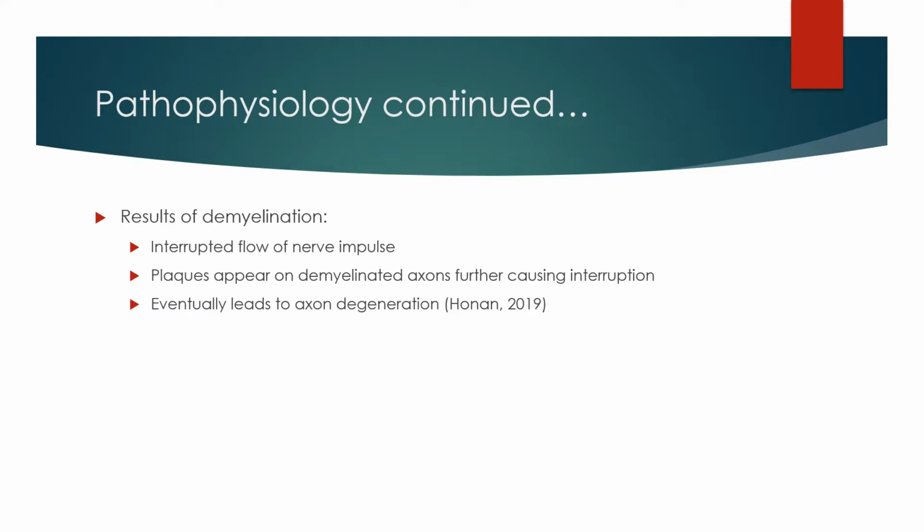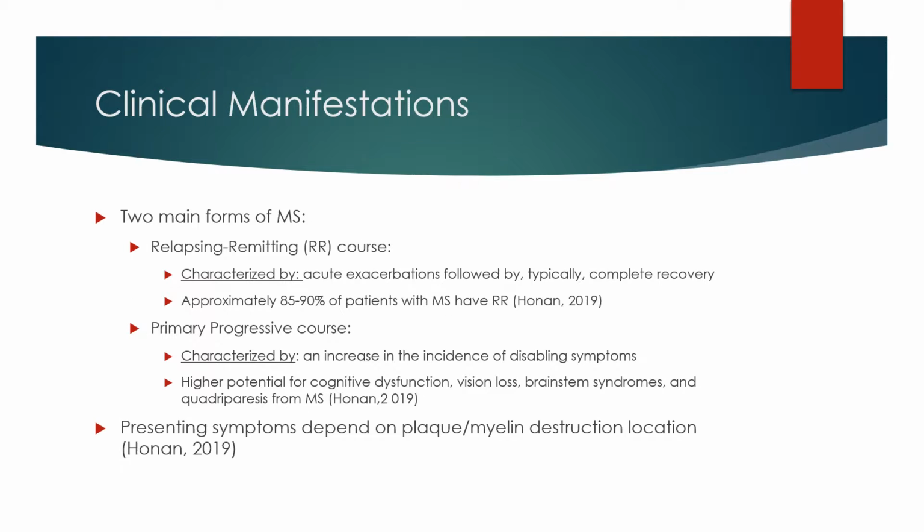Results of demyelination include an interrupted flow of nerve impulse, plaques which appear on demyelinated axons, further causing interruption, and eventually leading to axon degeneration. The demyelination of specific nerves is the cause of the clinical manifestations of the disease. That is to say, clinical manifestations that occur, for example vision loss, are a result of demyelination in that specific area. Most commonly affected areas include the optic nerves, chiasm, and spinal cord. Once axons actually begin to degenerate, permanent and irreversible damage results.